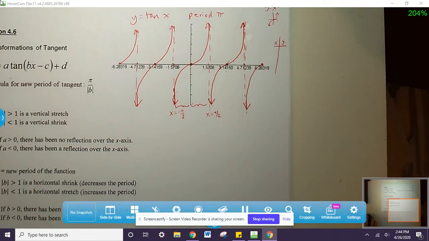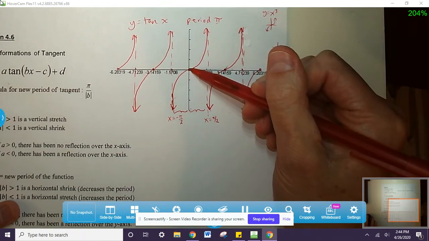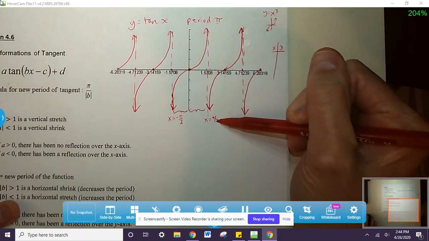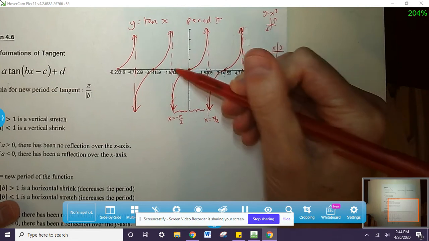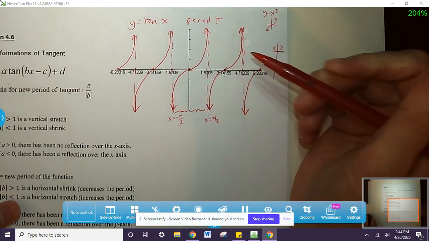I don't really usually draw a unit circle and do the points. I just remember that the period is pi. So the first set of asymptotes are half a period to the right and half a period to the left. And that first piece reminds me of x cubed. And that's how I graph tangent usually.